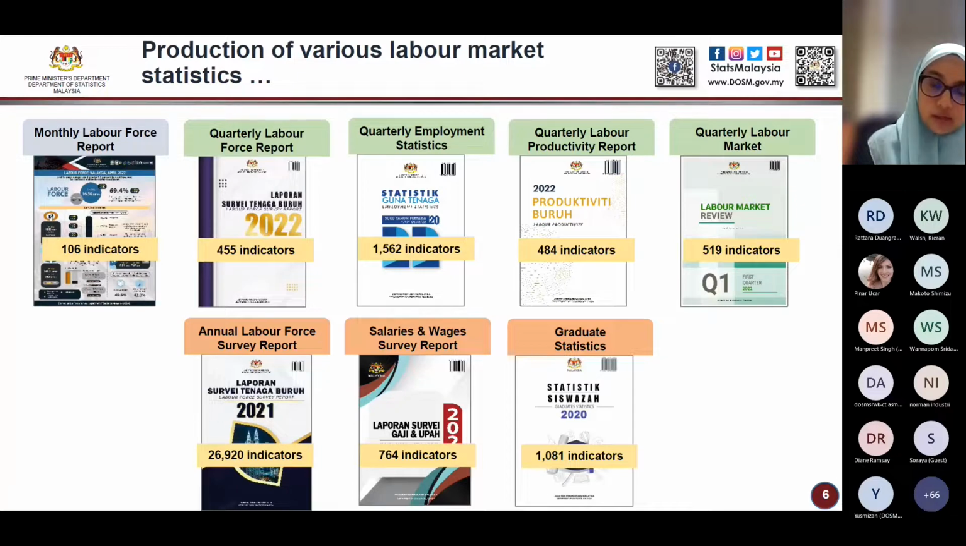Another angle of statistics that we produce besides using surveys is actually combining multiple data sources to produce estimates. An instance of this is the production of labor productivity, which is produced every quarter, and graduate statistics, which at this point we have produced for annual statistics. So basically, these are some of the statistics that have been produced so far, either using a single statistical source, which is survey or census, or by combining multiple sources. Now, can we move to the next slide?